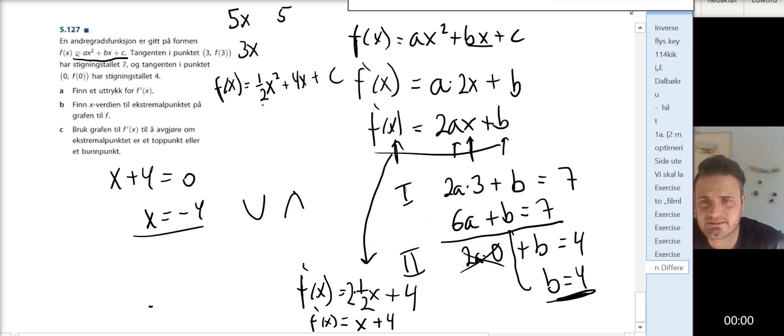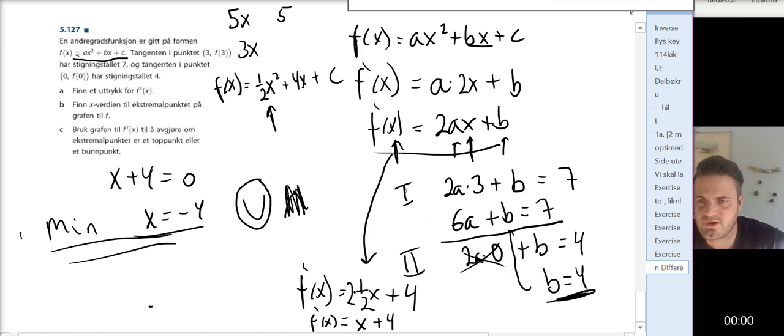But the thing is here that I see that the term at x squared is positive, which means that f of x is smiling. So this means that this is a minimum point. So we have a minimum point when x is minus 4. f has a minimum point when x is minus 4. Use the graph of the derivative.